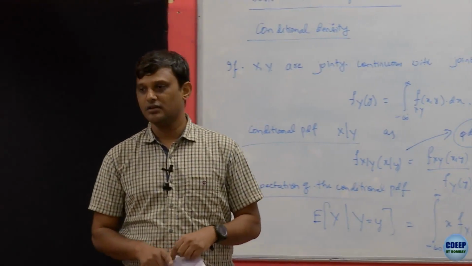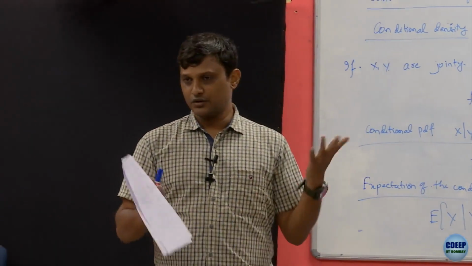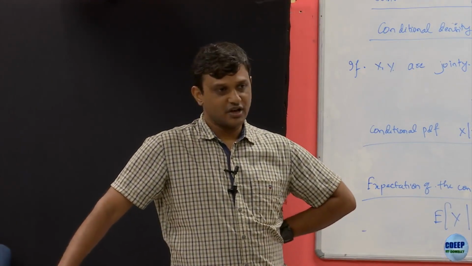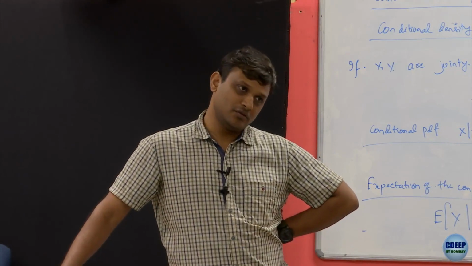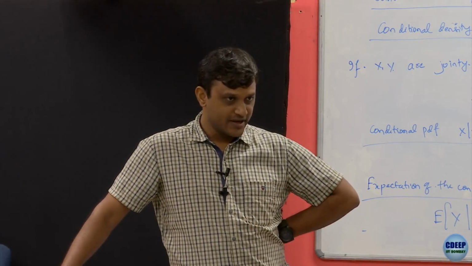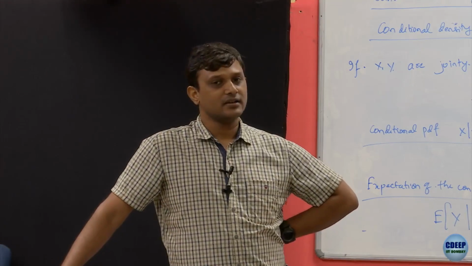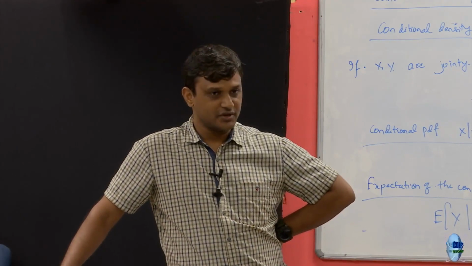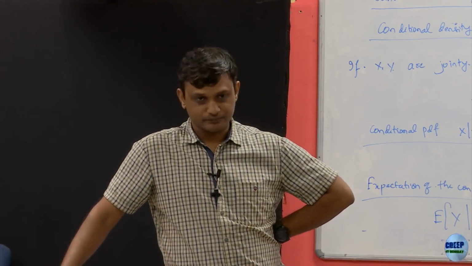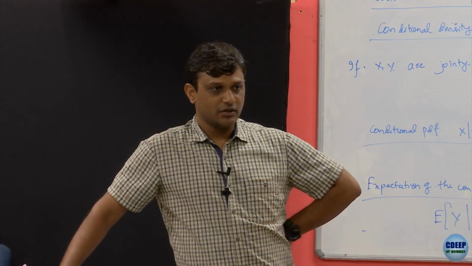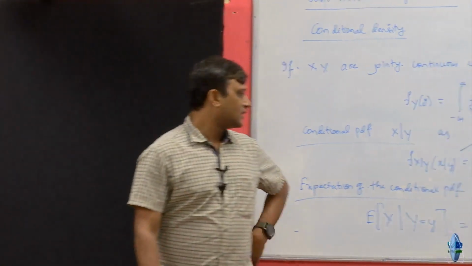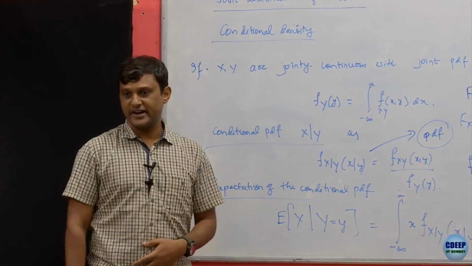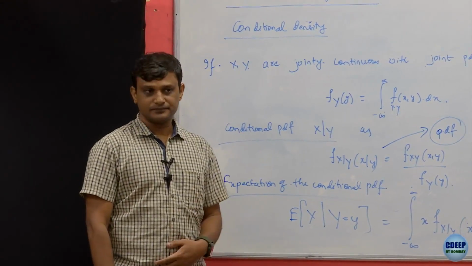If I give you two random variables, I am completing my description of them only when I give you their joint PDF, or if I say they are independent and then give you their marginal PDFs, then also fine, you have a full description. And then if I want you to compute the expectation, you have to first compute your conditional probability density function and then use it.